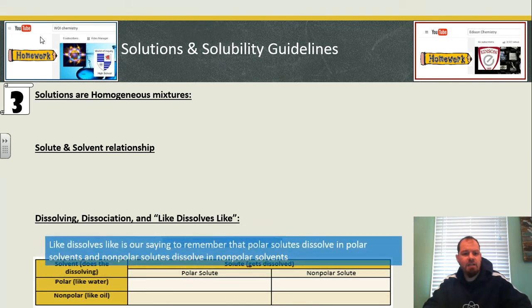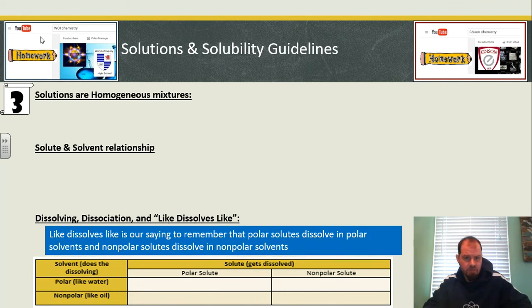Okay. And then the last piece is "like dissolves like." So this is just our saying. So if you can even remember the saying without writing it, you're fine. This means that the polar solutes dissolve in polar solvents and hence nonpolar in nonpolar. As long as they match up, we're good. And I'm not even going to animate this little box down here. I'm just going to talk you through it real quick.